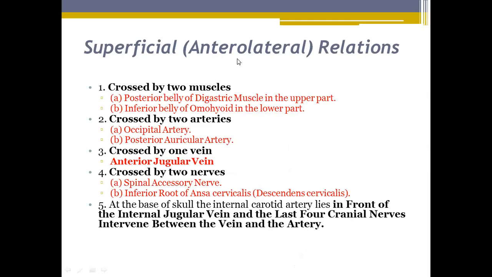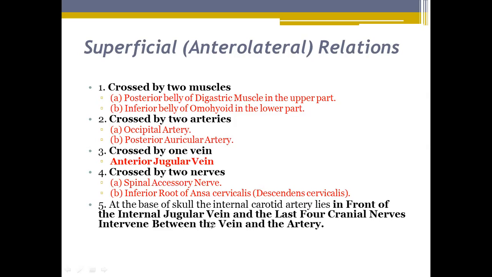Superficial are the anterolateral relations of the internal jugular vein. The internal jugular vein is crossed by two muscles: the posterior belly of the digastric in the upper part and the inferior belly of the omohyoid in the lower part. It is crossed by two arteries, the occipital artery and the posterior auricular artery, which are branches from the external carotid. It is crossed by one vein, the anterior jugular vein, and by two nerves, the spinal accessory nerve and the inferior root of ansa cervicalis.